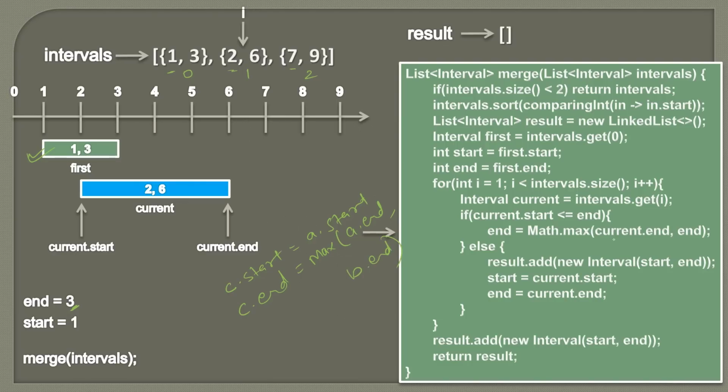So here this is the condition where we are simply taking the maximum value of current.end, which is the current interval, and the value of end, which is the value of its previous intervals, which is 3. So if we do max of 3, 6, we get 6. So here you can see our start will remain the same, but end will change to 6 now because we are merging these two overlapping intervals. So end will become 6.